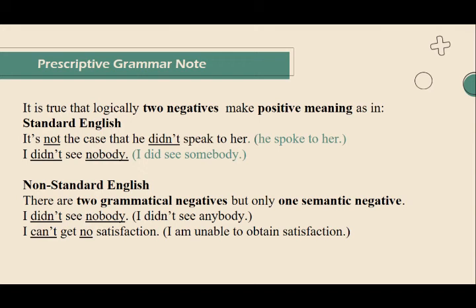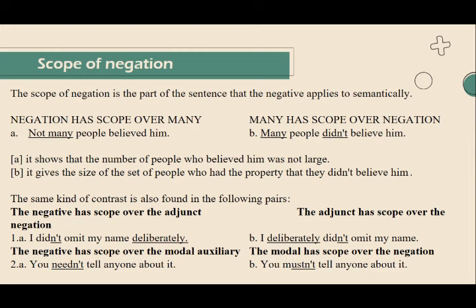So non-standard English is logical. It just happens to be a feature of non-standard varieties that is absent from the standard variety. And of course, standard English speakers know about it. The last is scope of negation.